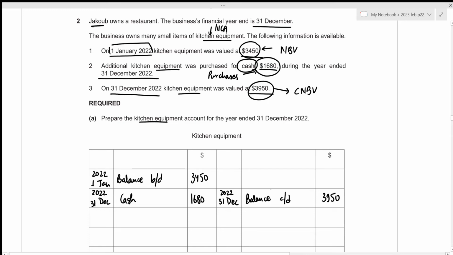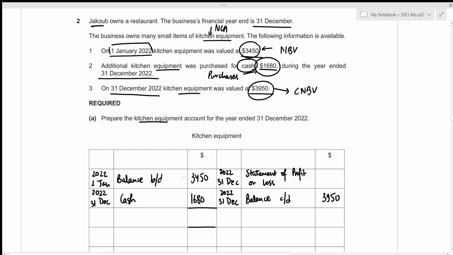Now, we still have one more item to be included in the kitchen equipment. And since we're talking about non-current assets, it's definitely going to be the depreciation charge for the year, which will be recorded in our statement of profit or loss. And since this will definitely act as an expense, it will always be recorded on the credit side. So that's going to be our statement of profit or loss. And this will be at the date of 2022, 31st December, since that's the date at which we prepare our statement of profit or loss. And this will act as our balancing figure.